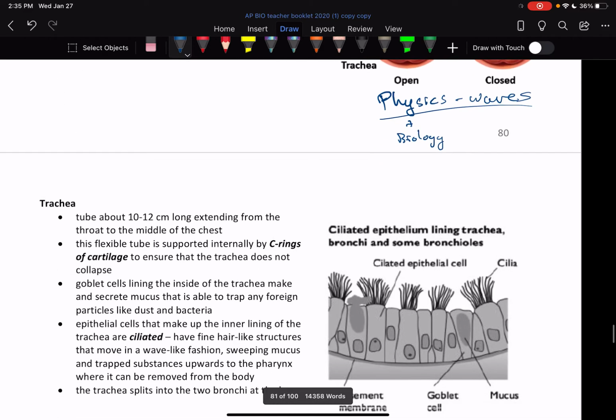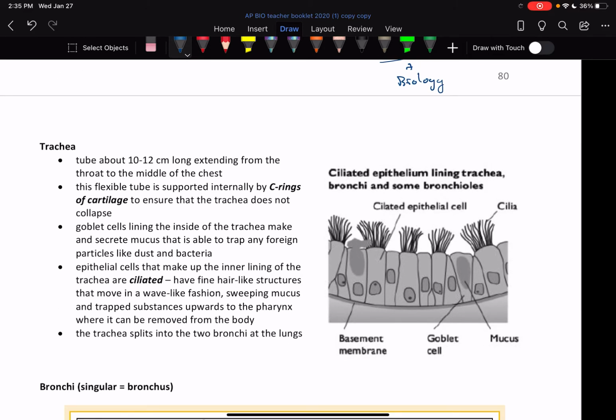Now, let's scroll down here and take a look at the trachea, okay? The trachea is about 10 or 12 centimeters long, and it extends from the throat, really just below the voice box, although sometimes we count the voice box as part of the trachea, but we're going to say from below the voice box, below the larynx, to the center of the chest, okay? And it's a tube, and it's flexible, okay? But it's supported internally by what we call C rings of cartilage. And again, cartilage has a shape, but it's a little bit flexible, but it still holds its shape, okay? And the goal there is to ensure that the trachea does not collapse, okay?